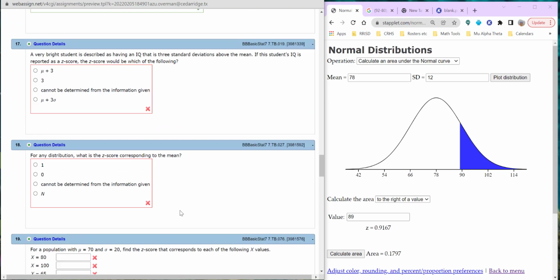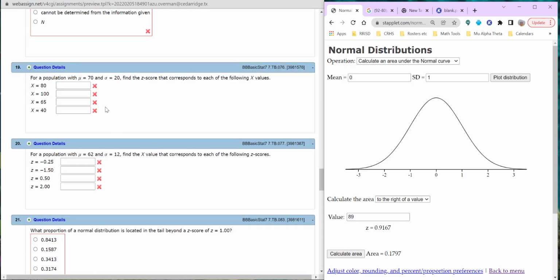Okay, let's go to these next two. A very bright student is described as having an IQ that is 3 standard deviations above the mean. If this student's IQ is reported as a z-score, the z-score would be which of the following? So the z-score is just how many standard deviations above the mean? It's just 3. That's it. What is the z-score corresponding to the mean? It is 0. Have that memorized. So remember this curve where you have the 0 and the 1? That is in z-scores. That's a normal distribution in z-scores. And the mean is 0.